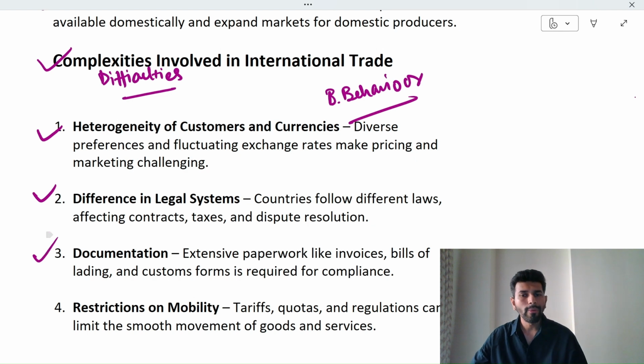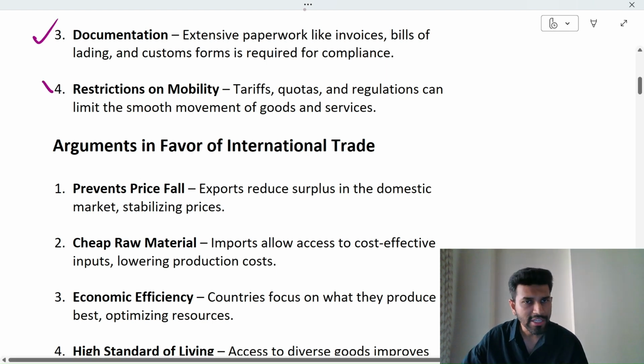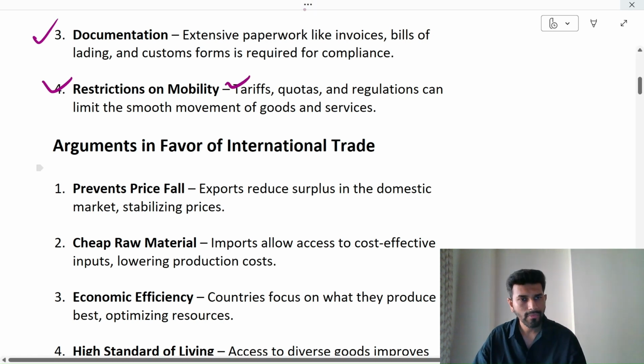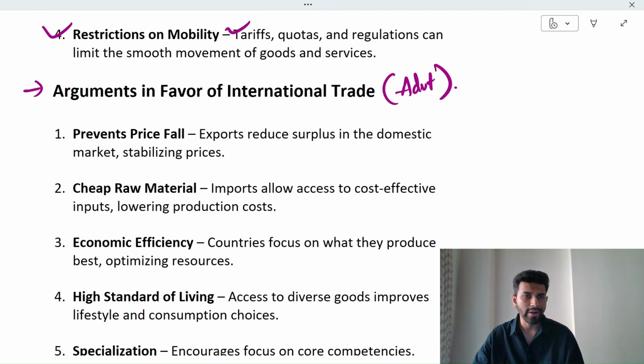Next, documentation. Different countries have different documentation requirements for international trade. Next, restriction on mobility of goods and services by way of increasing tariff and non-tariff barriers. Next topic, arguments in favor of international trade, or we can say advantages of international trade.